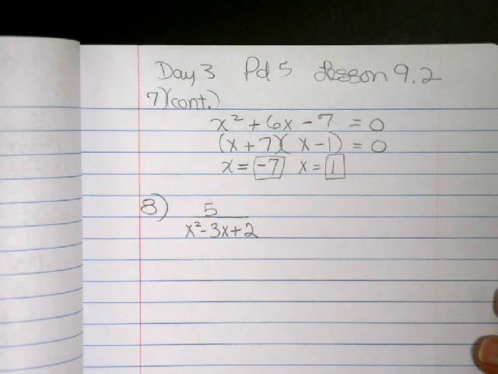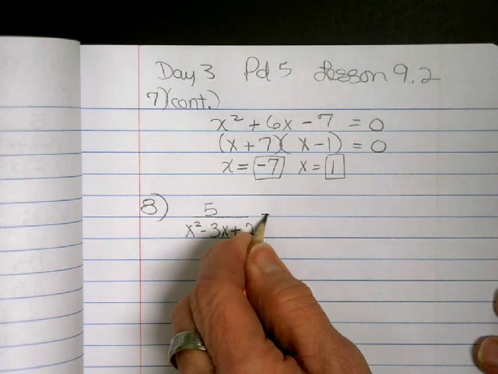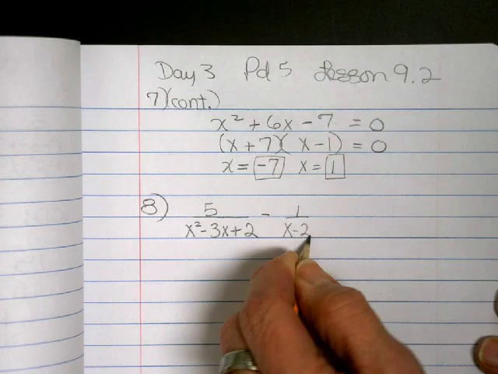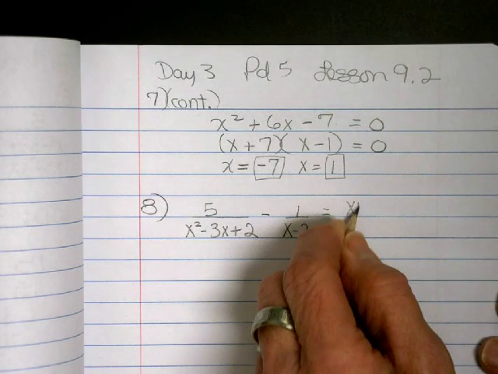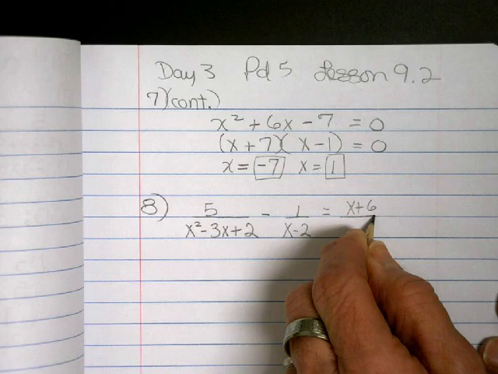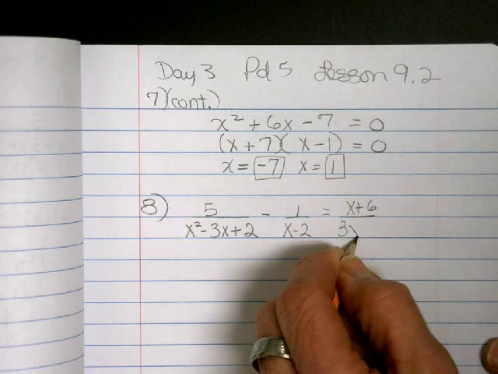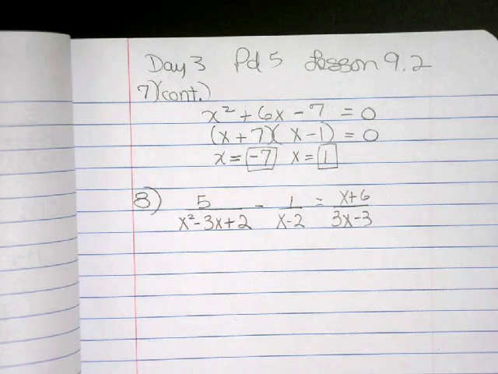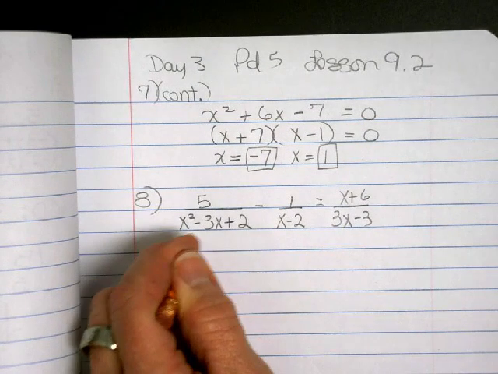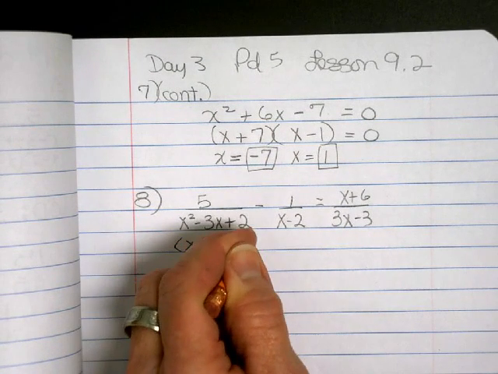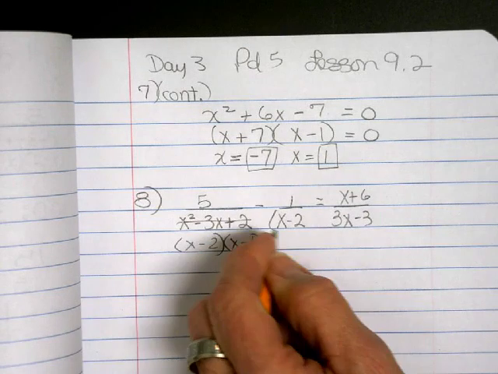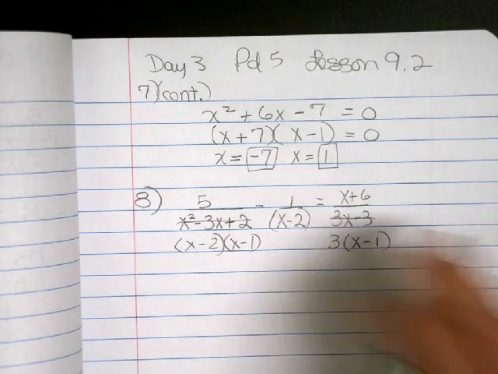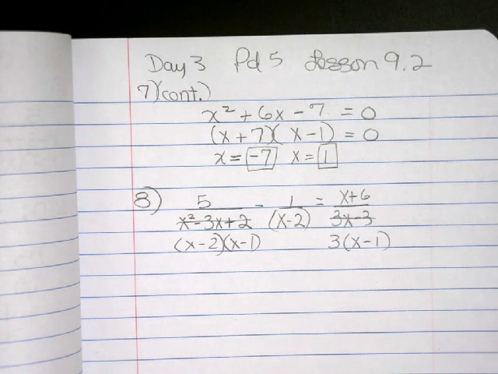This is 5 over x squared minus 3x plus 2 minus 1 over x minus 2 is x plus 6 over 3x minus 3. Factor, factor, factor. x minus 2 and x minus 1. x minus 2 and 3 times x minus 1. There we go.